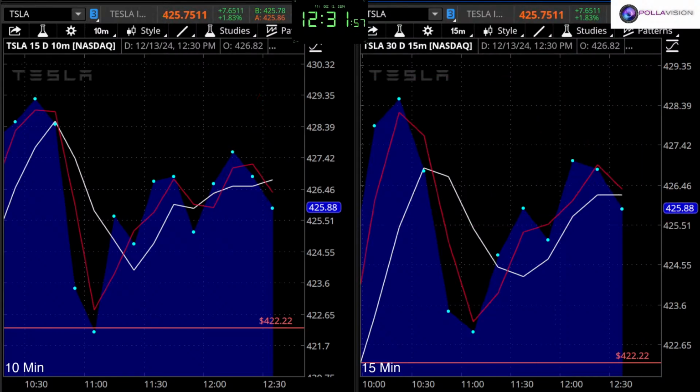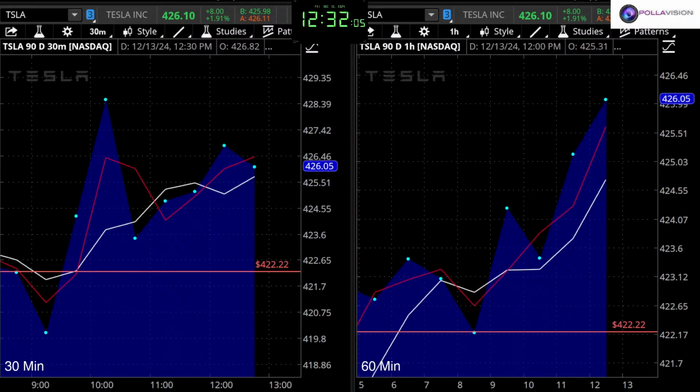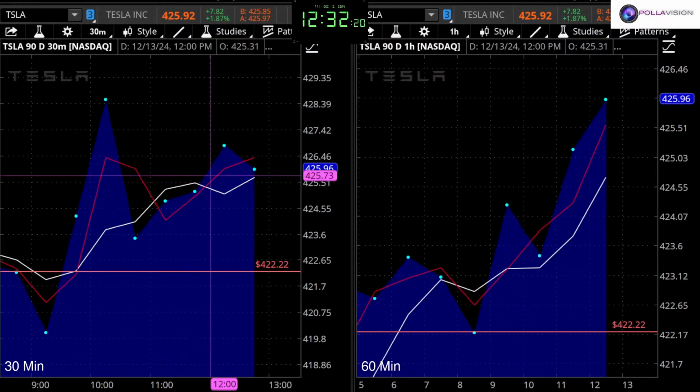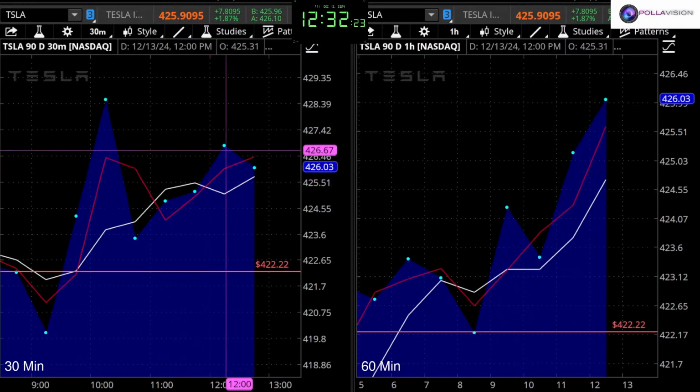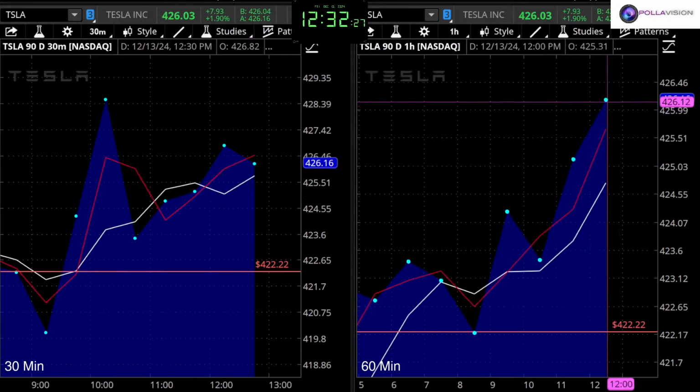And where is the price? Let's look at the 30 and the 60. All right, 60 still strong. We're still hour up. We got 30 minutes left. Here's our 30-minute. So we're in the middle between the two 30-minute charts. See 30 here. So this is the middle between this high and this low. The 60 is hour up.